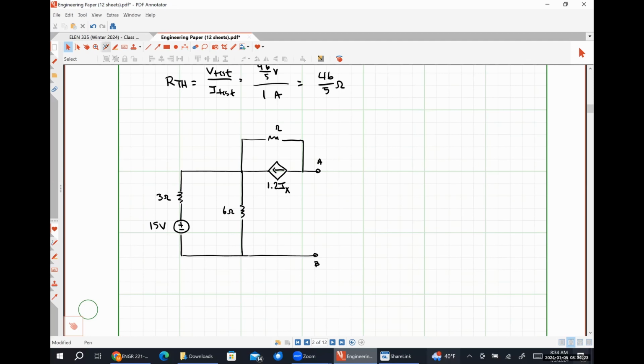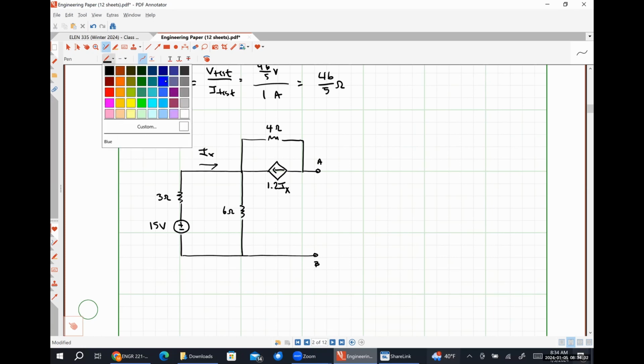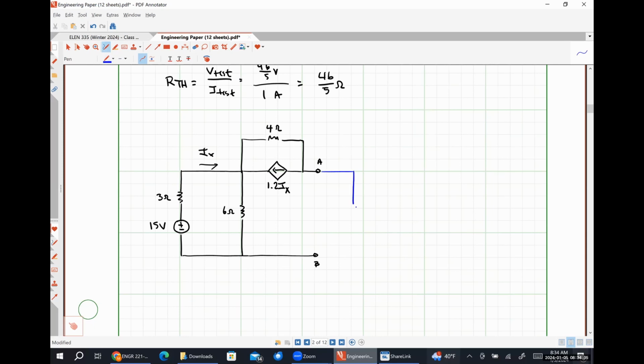So here's our current Ix. We're going to apply a test voltage source. And we need to be looking at a dead network. So do we want the positive polarity of our voltage source to be on top or bottom? Janae, pick one. Top? Okay. What do you want the value of that voltage source to be? 7 volts. Okay.